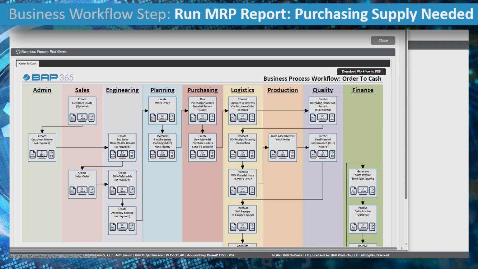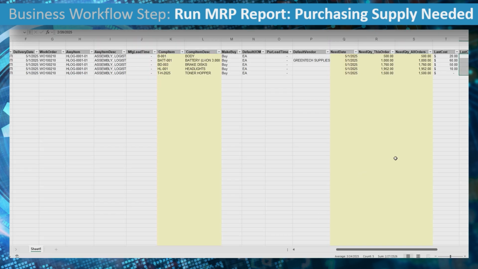So now our purchasing folks are ready to take action on this raw material that is needed. That will complete this step in the workflow, and then the next step would be for the buyer to actually create orders or purchase orders to bring this raw material in. So we'll show that on the next step of the order to cash workflow.